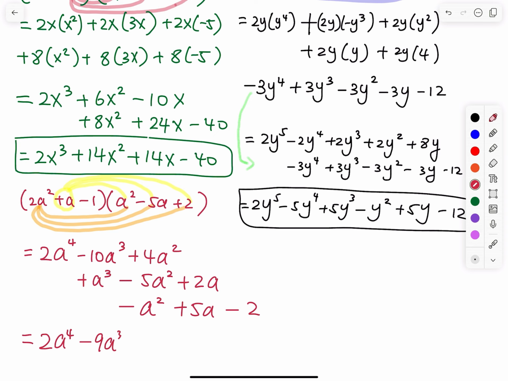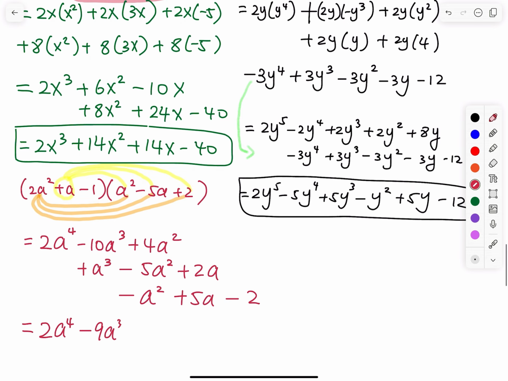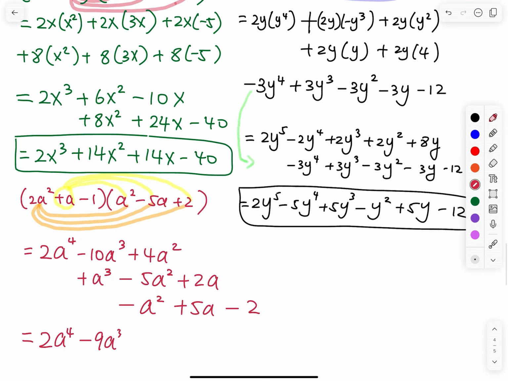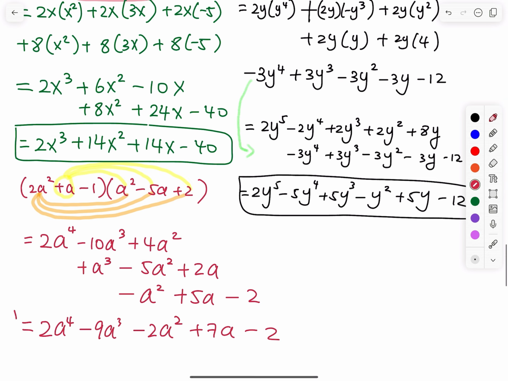So 2a squared, and then negative 5a squared, and then negative a squared. All right. Negative 4 minus 5 is negative 1. Negative 1 minus 1 is negative 2. Or you can do 4 minus 6, negative 2a squared. All right. 5 plus 2, 7, and then minus 2.